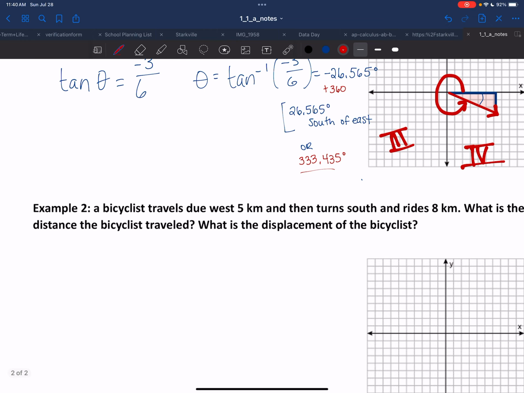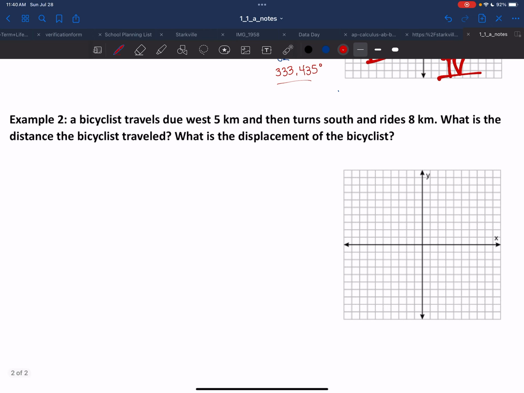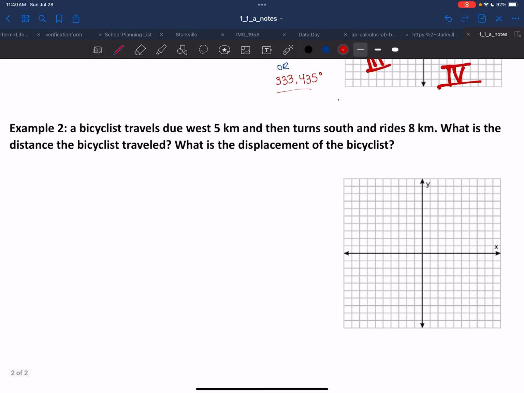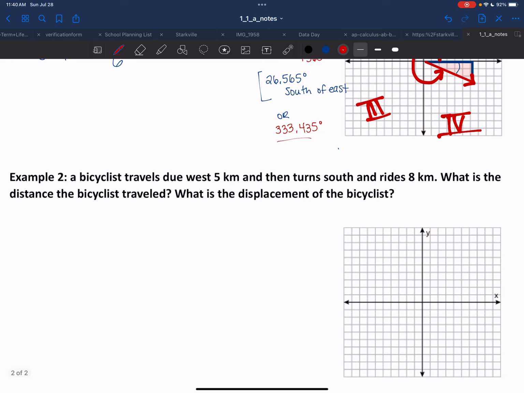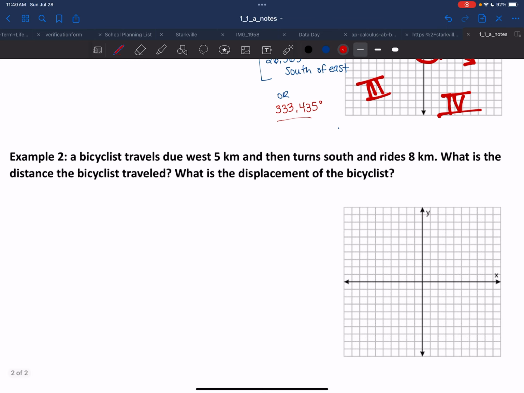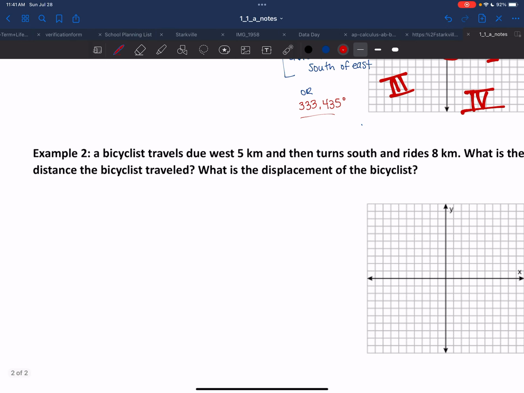All right, let's look at number 2. A bicyclist travels due west 5 kilometers and then turns south and rides 8 kilometers. What is the distance the bicyclist traveled? And what is the displacement of the bicyclist, excuse me. So go ahead and pause this video and work on this and see if you can solve for your displacement vector and your angle. And then keep in mind too that you've got a new term here, which is the distance. That's a scalar quantity. So see if you can figure that one out.